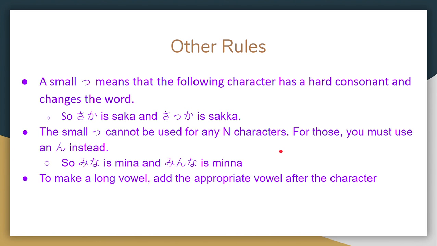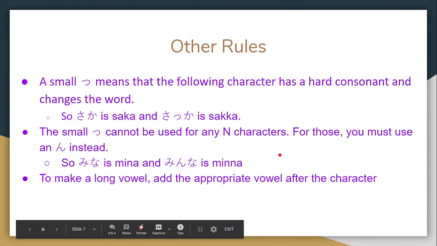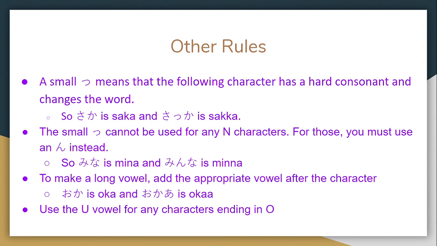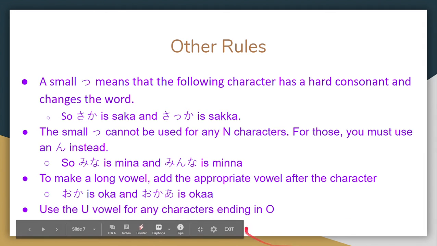Finally, to make a long vowel, we add the appropriate vowel after the character. So, like oka is OKA. If you want okaa, OKAA, you just add an A after this KA here. One notable exception to this is if you have a consonant character that ends in O, you want to put a U after it instead.